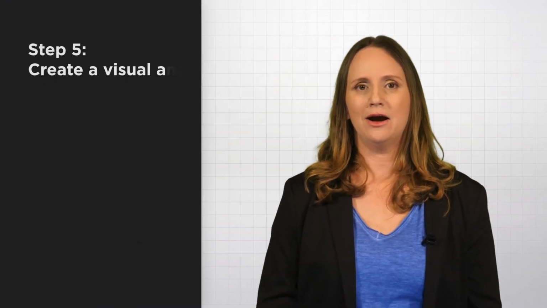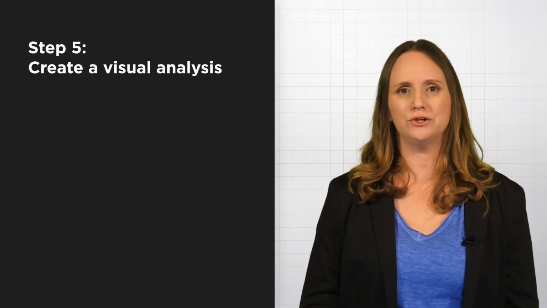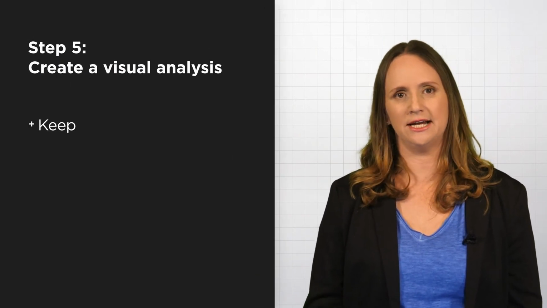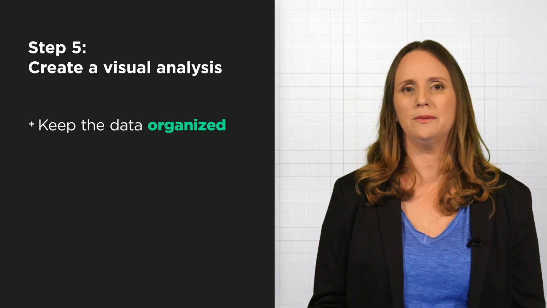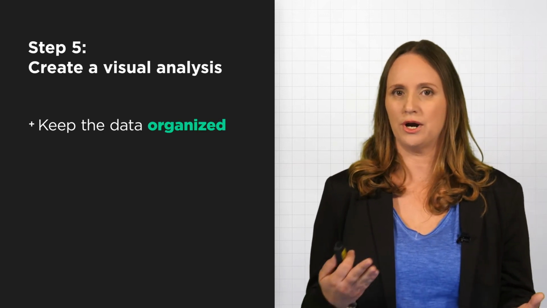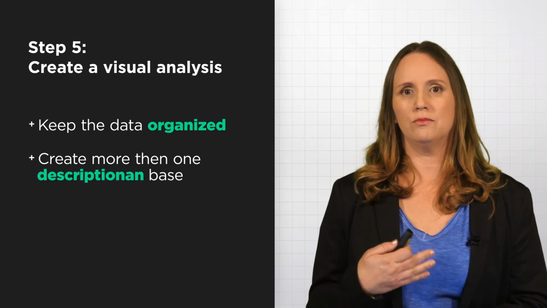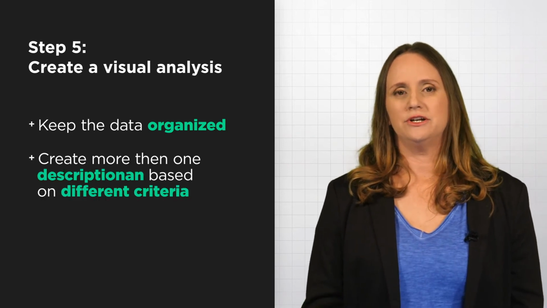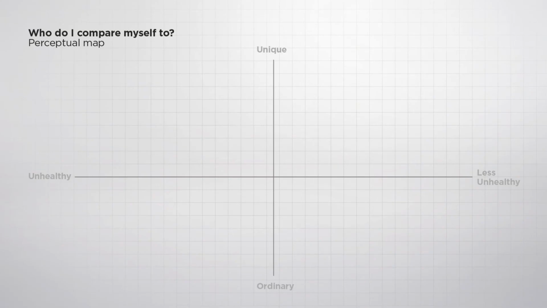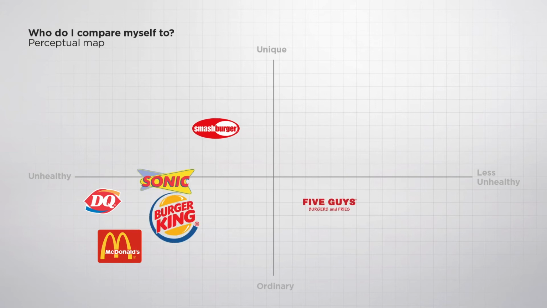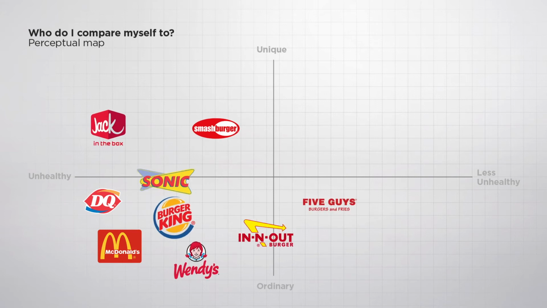Once we've learned more about our competitors' position in the market, what they're offering, etc., now it's time for step 5, create a visual analysis. As we collect data on this group of competitors, we want to keep it organized within a table or a spreadsheet that can easily be shared and updated over time. We can create more than one of these images based on different criteria. For example, a perceptual map or a table that compares me and my position in the market to my immediate competitors.